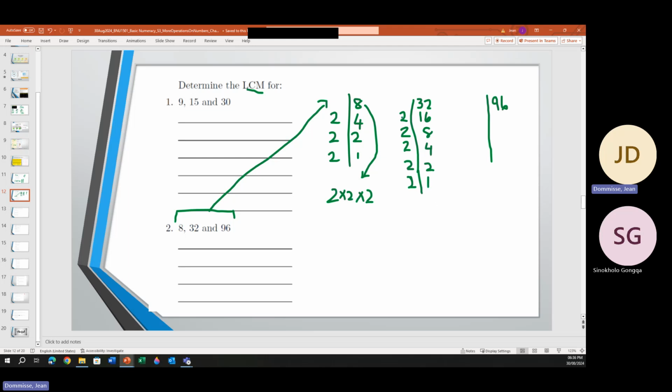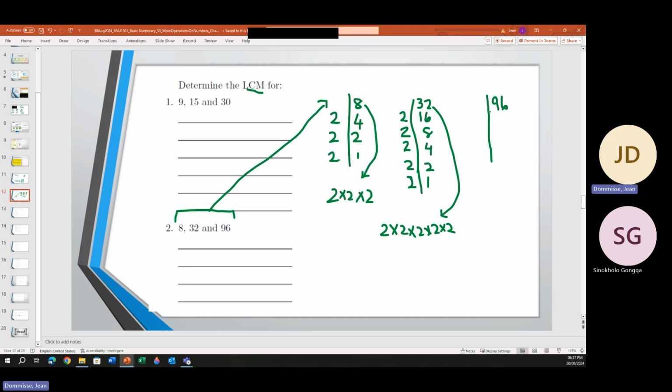Okay, so we sit with 2, 2, 2, 2, 2. So that's 5 2s. 2 times 2 times 2 times 2 times 2. And you can test it on your calculator. 2 times 2 is 4, times 2 is 8, times 2 is 16, times 2 is 32. Okay, so if we need the factors for 32, it is 5 2s.